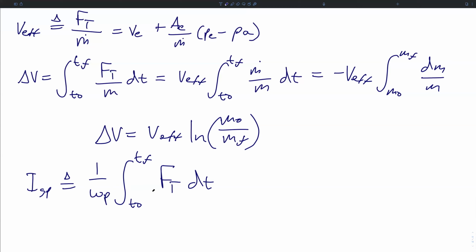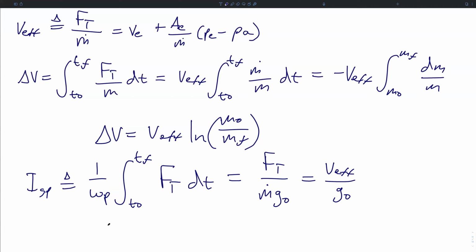If we assume a constant thrust and a constant mass flow rate, we can again substitute for this using our previous definitions and write the specific impulse as the thrust force scaled by the mass flow rate and the standard gravity g naught. Ft over m dot is the effective exhaust velocity, and so the specific impulse can also be written as the ratio of the effective exhaust velocity to Earth's surface gravity.